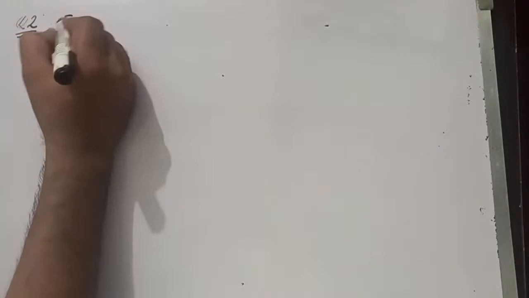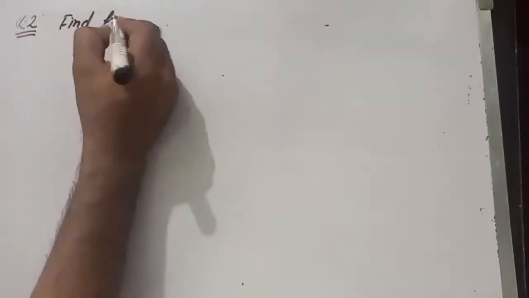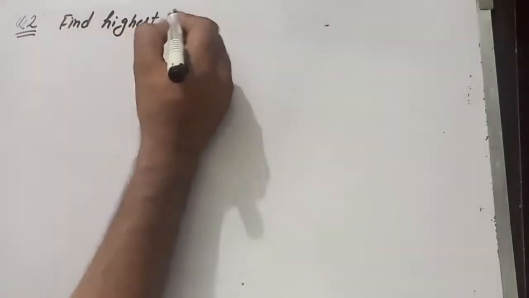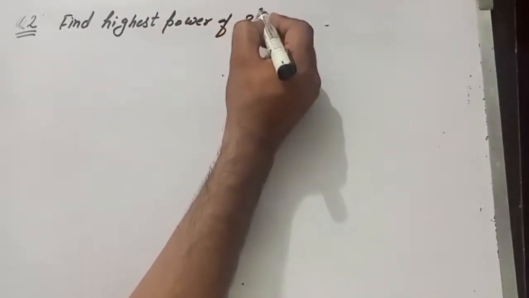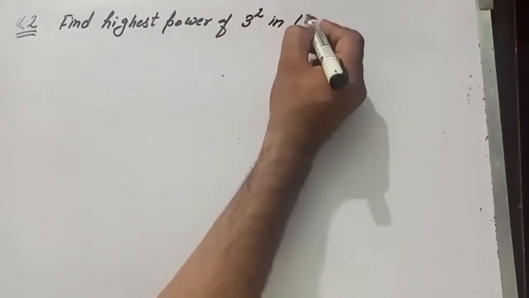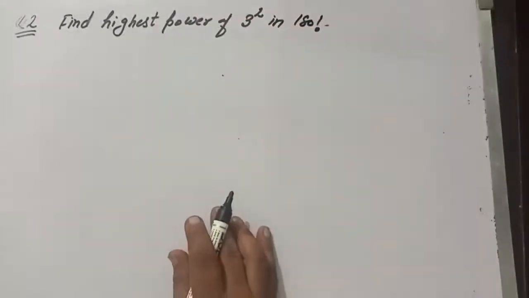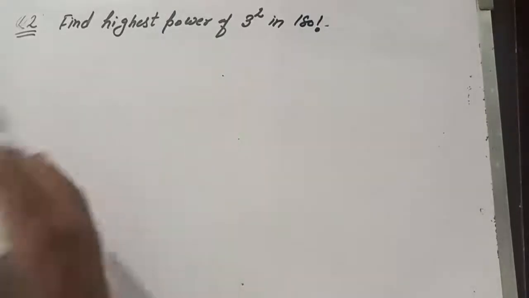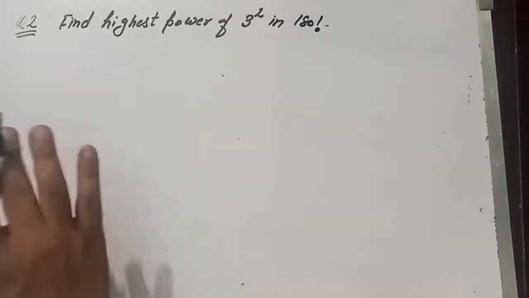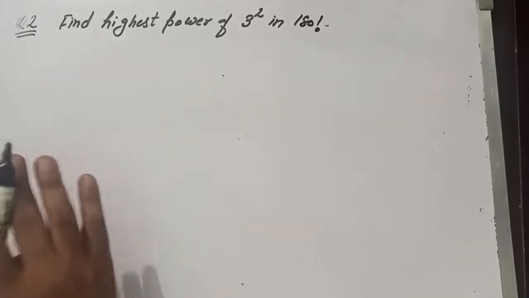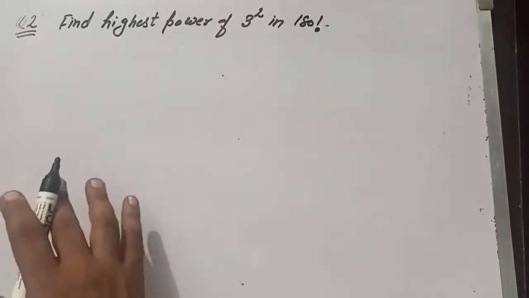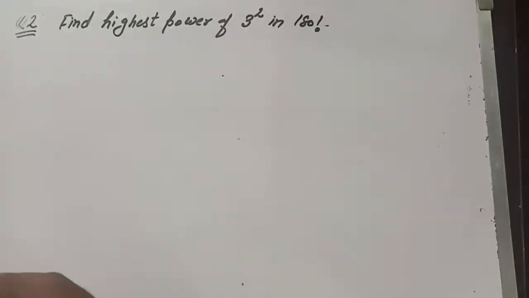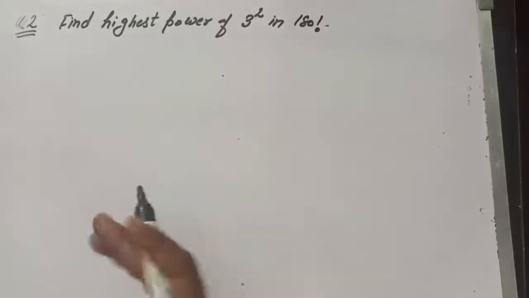See the question number 2. Find highest power of 3 square in 180 factorial. So this is the advanced result from the previous one. In the previous result, we found the highest power of 3 in 180 factorial. Now we will find the highest power of 3 square, and by this method you can find the powers of a prime in a given factorial.